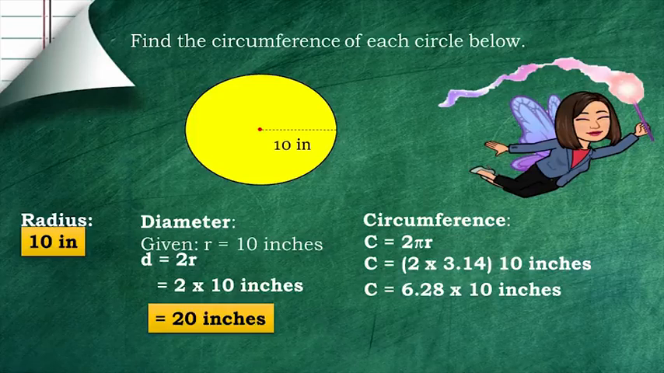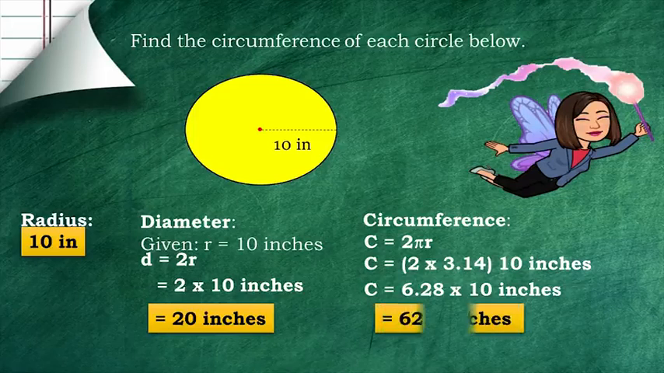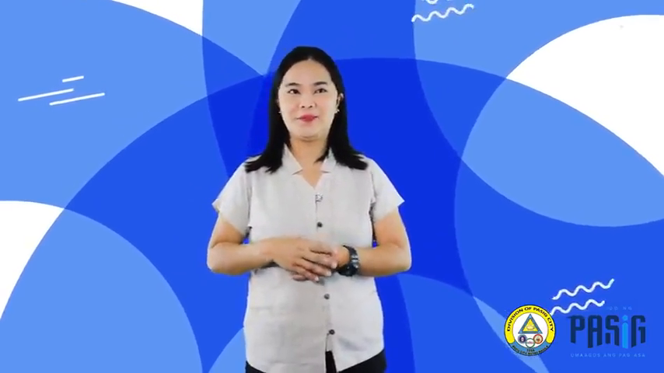Again, children, let's multiply first the digits in the parentheses. So 2 times 3.14 is equal to 6.28. Then multiply by 10. 6.28 times 10 inches is equal to 62.8 inches. I hope you have learned from our lesson for today.